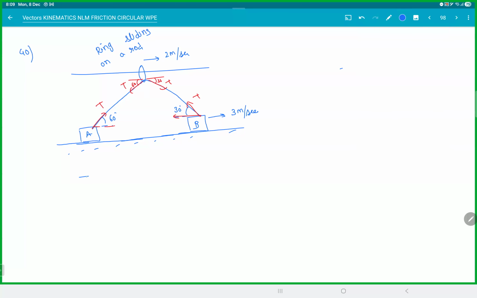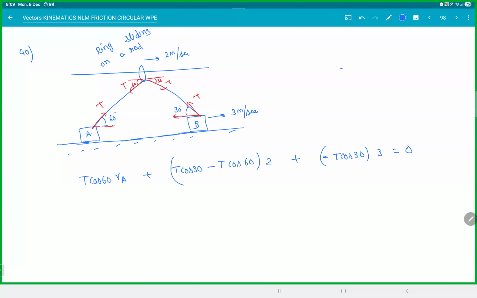So on A, the forces will be T cos 60 into VA. For the ring, horizontally, you're pulling with T cos 30, and this tension behind is pulling with T cos 60 into velocity of the ring plus minus T cos 30 into 3 is equal to 0.